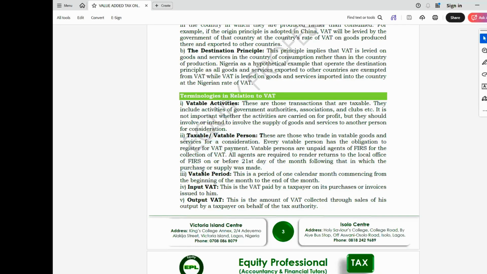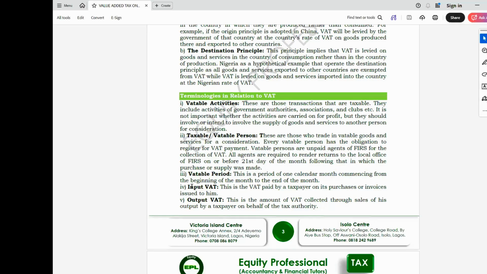Then we have vatable period. This is a period of one calendar month, commencing from the beginning of the month to the end of the month. So vatable period is usually for a month. It is expected that you must account for all the VAT that you collect on a monthly basis and remit it to the relevant tax authority, FIRS, on or before the 21st day of the following month. So for the purpose of VAT, VAT is payable on a monthly basis from the beginning of the month to the end of the month.